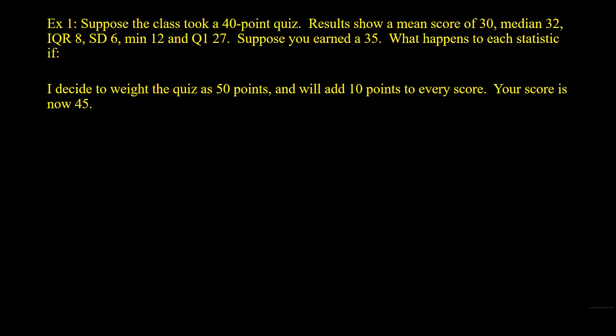Chapter 5, Example 1. Suppose the class took a 40-point quiz. Results show a mean score of 30, median 32, IQR 8, standard deviation of 6, minimum 12, and Q1 of 27. Suppose you earned a 35. What happens to each statistic if I decide to weight the quiz as 50 points and will add 10 points to every score? Your score is now 45 points.